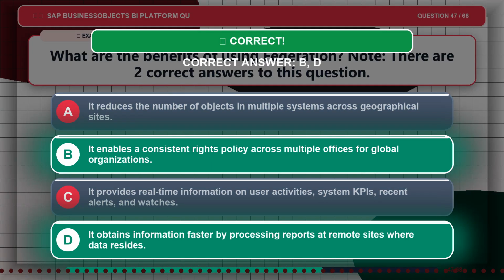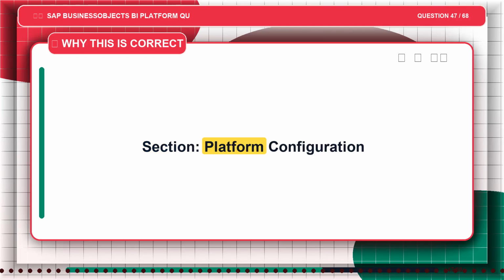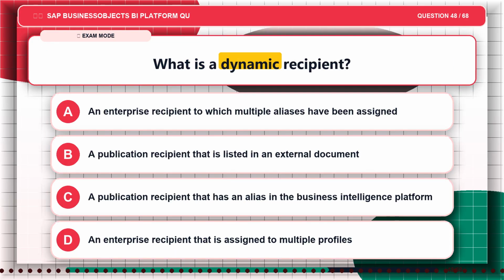The correct answers are options B and D. It enables a consistent rights policy across multiple offices for global organizations. It obtains information faster by processing reports at remote sites where data resides. Section, Platform Configuration. Question 48. What is a dynamic recipient?